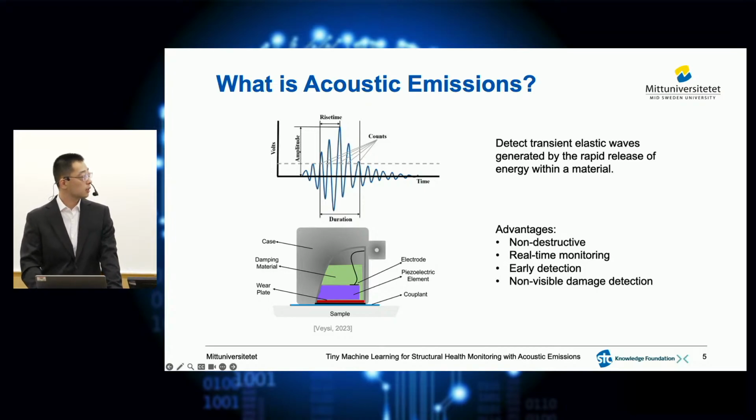But it also has a disadvantage. The acoustic emission signal is very complex, and it needs a high sampling frequency. Usually it's 5 megahertz, so it is heavy on computational resources.